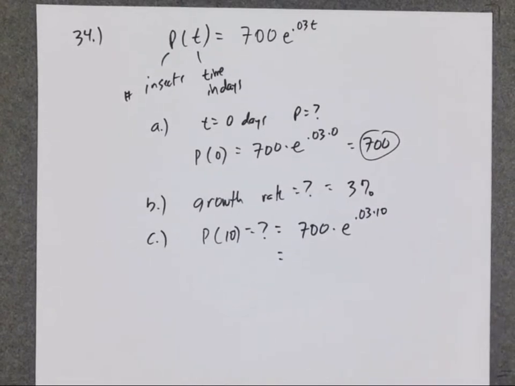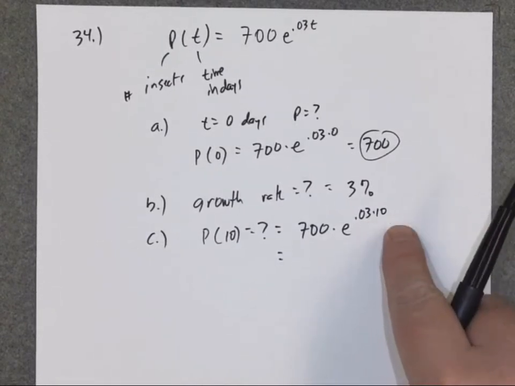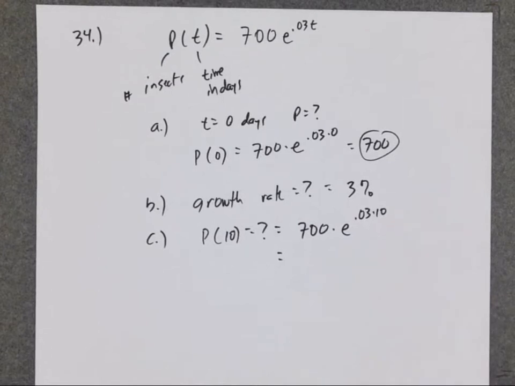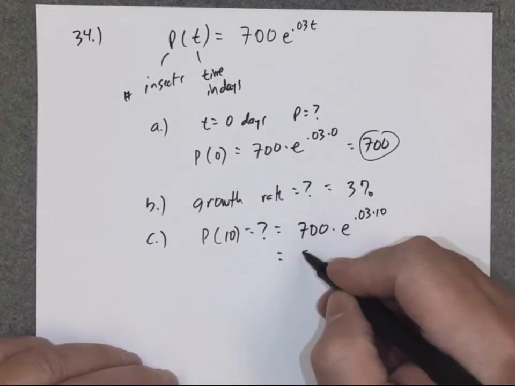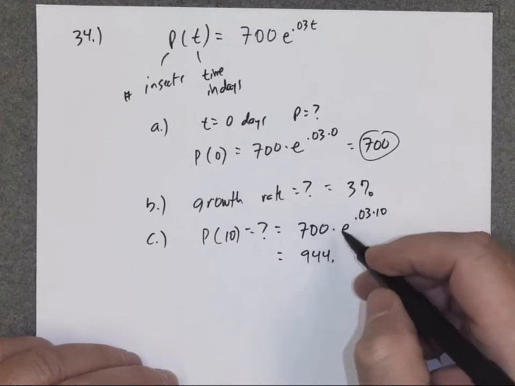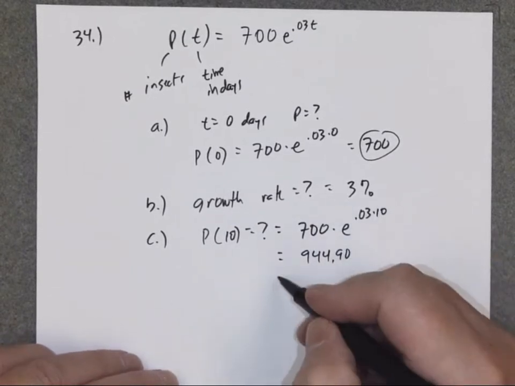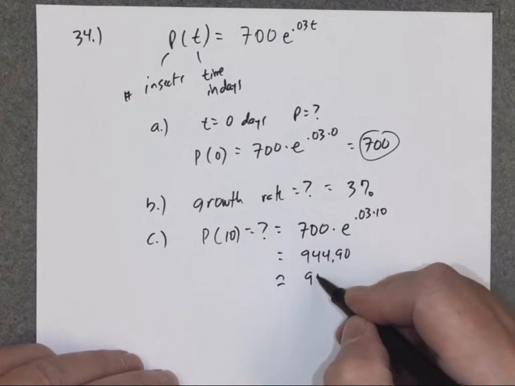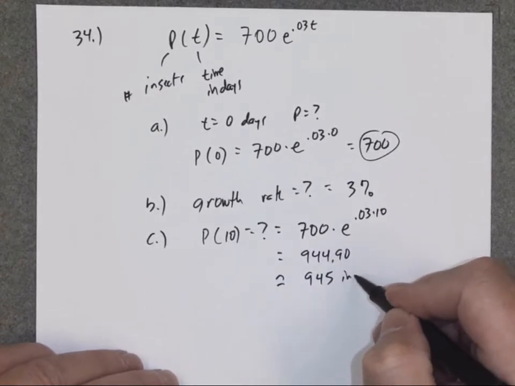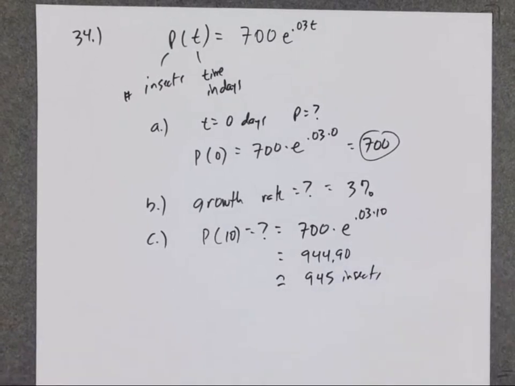So grab your calculator. 0.03 times 10 ends up being 0.3. So 0.3 exponent on e times 700. And they say round the answer to the nearest whole number. So I get 944.90. So I think to round it to the nearest whole number, 945 insects.